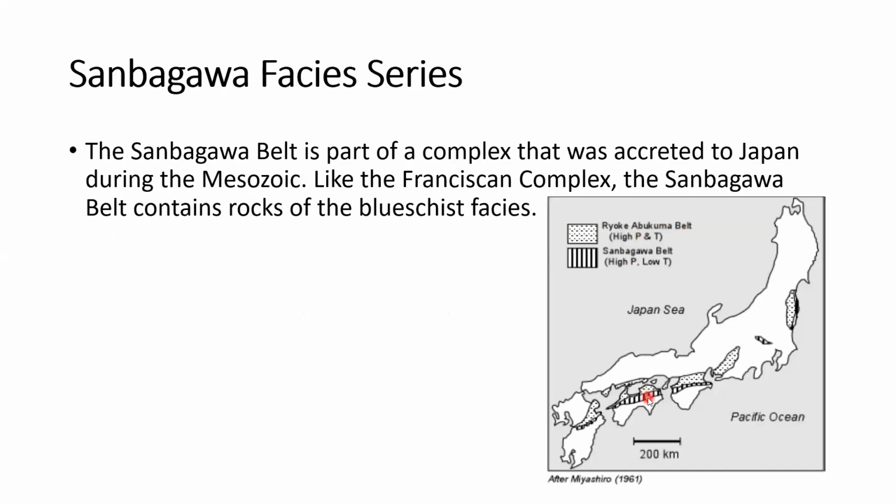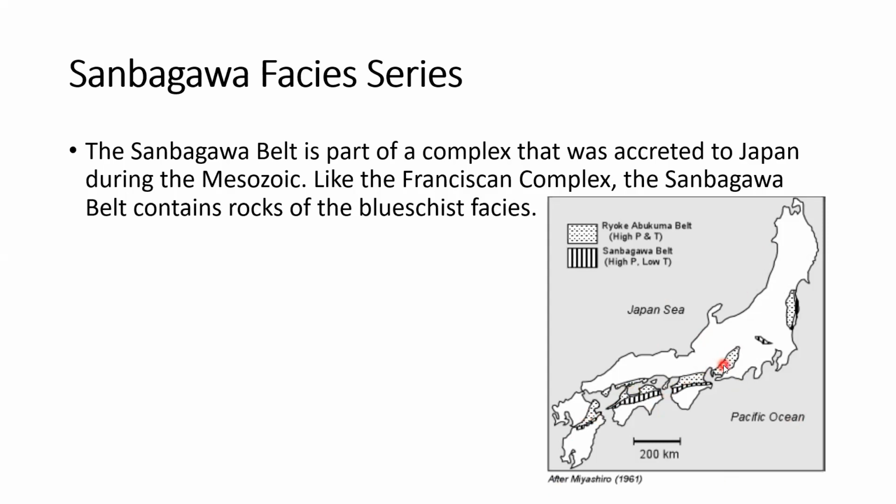So Ryoke and Sanbagawa, they formed paired metamorphism. So Sanbagawa और Ryoke को अगर हम देखें, this is the Sanbagawa lower one and the dotted one is the Ryoke belt, in which there has been lots of metamorphism, and this was studied by Miyashiro in 1961 once again. This is the Japan Sea and the Pacific Ocean on this side. This is a portion of Japan, and in this portion, this is the metamorphism that has taken place.